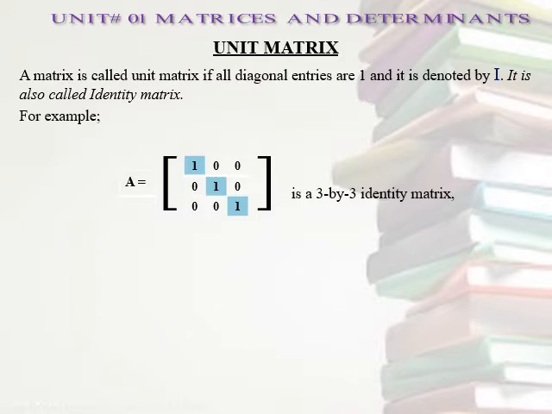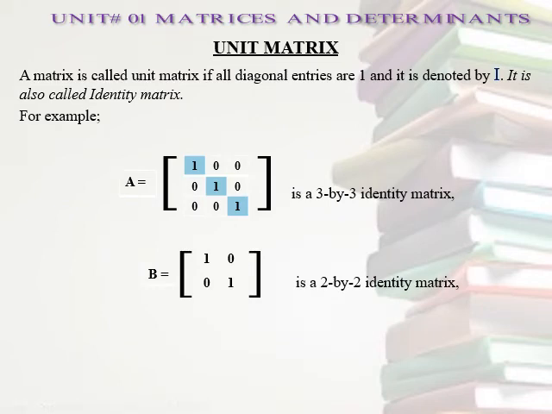Here matrix A is of order 3 by 3. The matrix B is a 2 by 2 identity matrix, and matrix C is a 1 by 1 identity matrix.